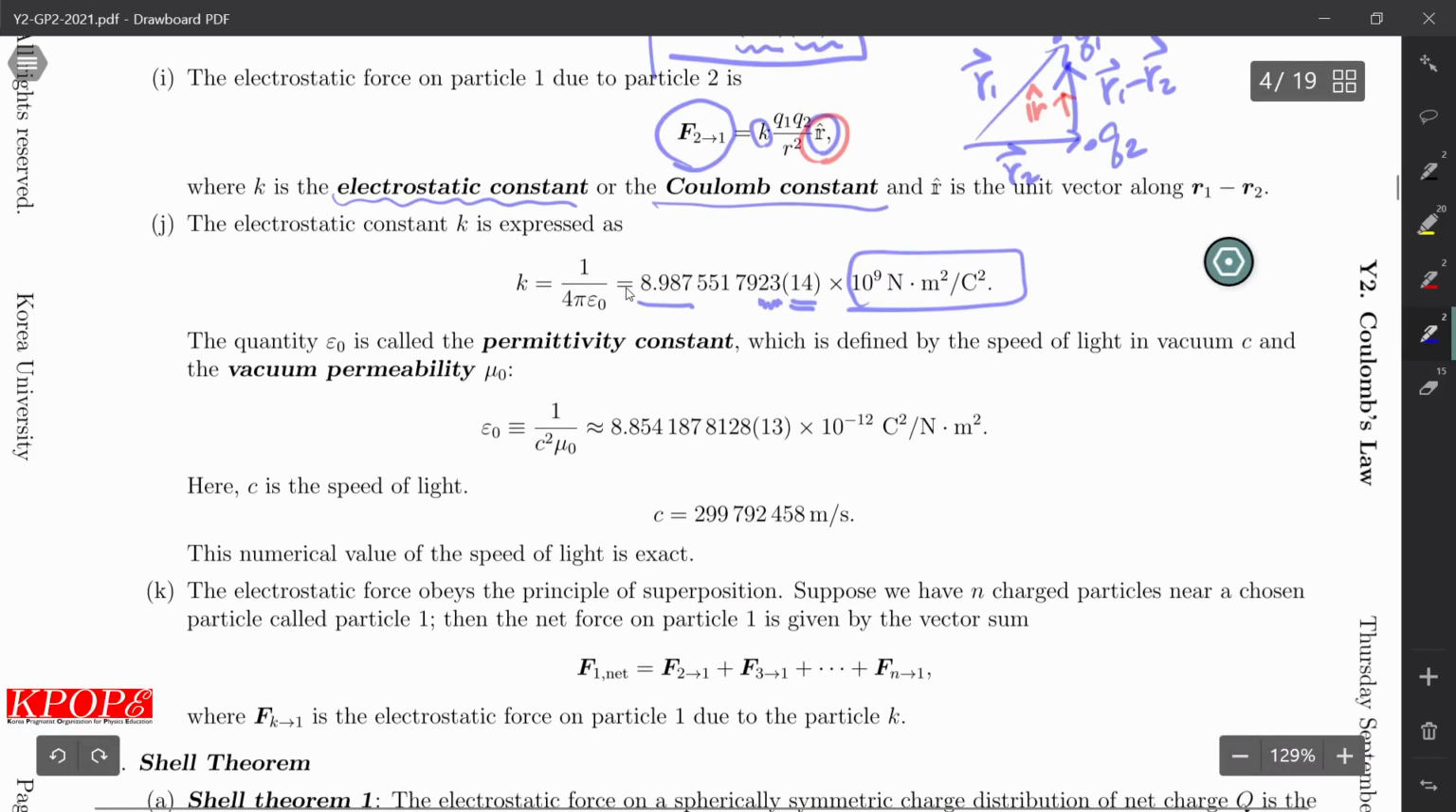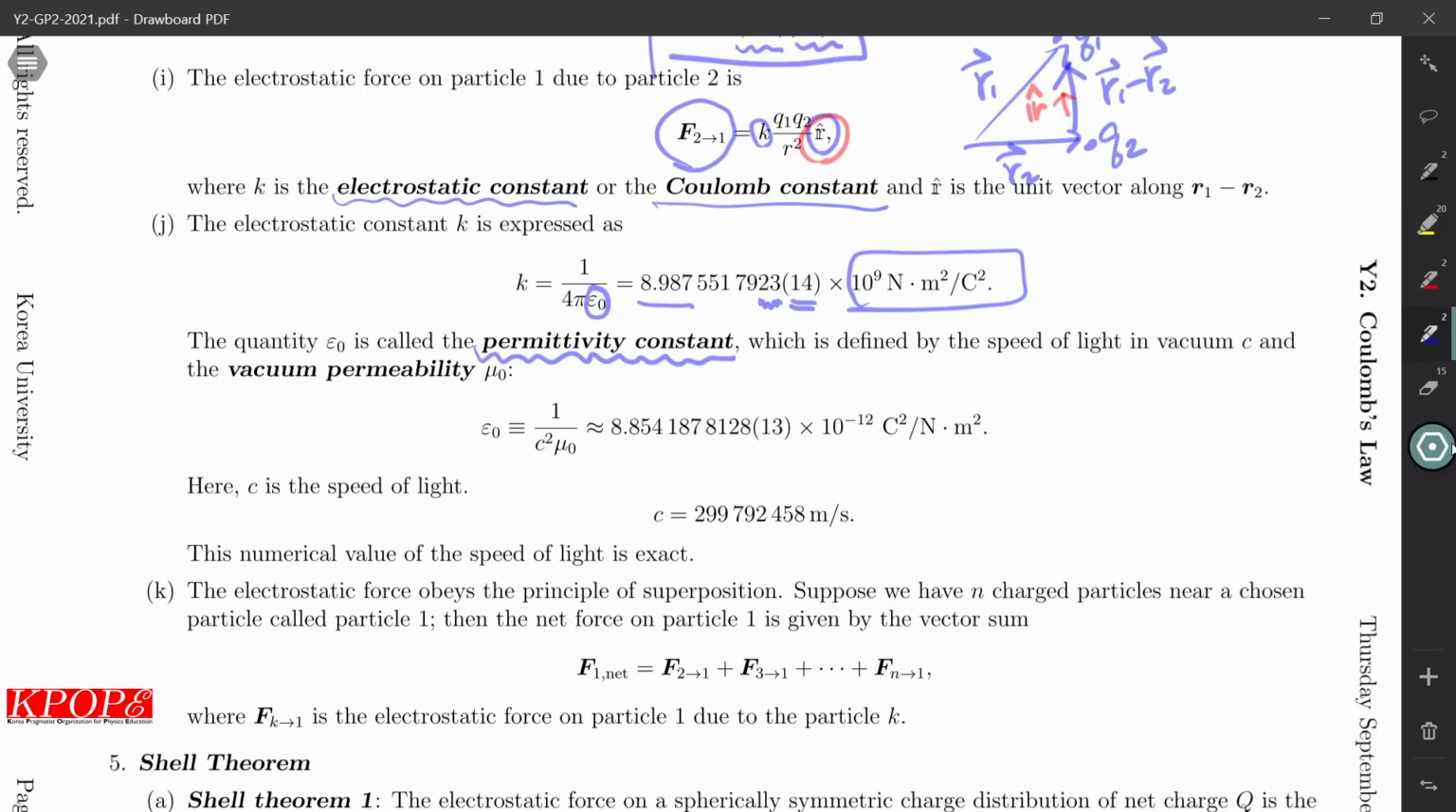Here, this epsilon 0 is called the permittivity constant, which is defined by the speed of light. Later we will study that Maxwell found that the product of this permittivity constant, epsilon 0, and the vacuum permeability, mu 0, is related to the speed of light.